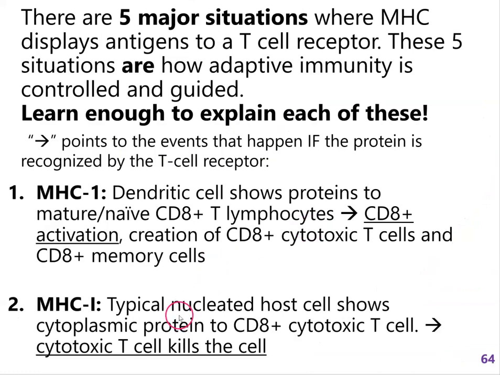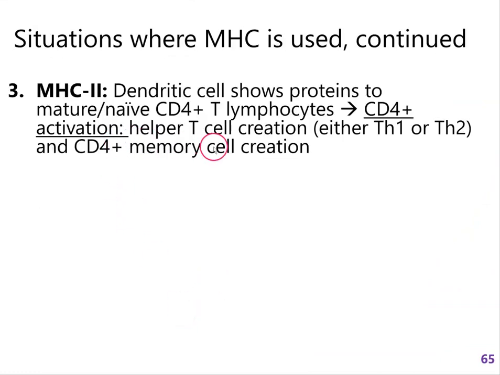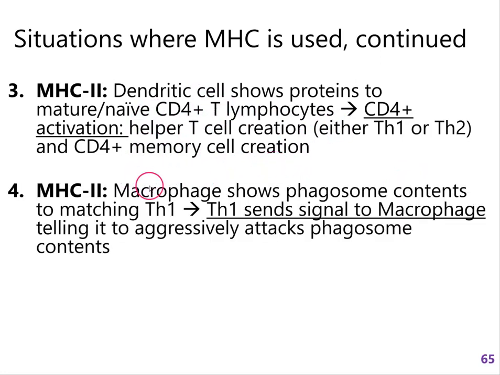So that's situation 2. Situation 3 is where this is going to be activation of a CD4 positive T cell. Now this is effector function, so we're not looking at activation anymore. This again is effector function, but it's going to use MHC2. And the macrophage is showing its phagosome contents to a helper T cell type 1. And this is where the macrophage can send it activation signals. Now, I think that would make sense to you.